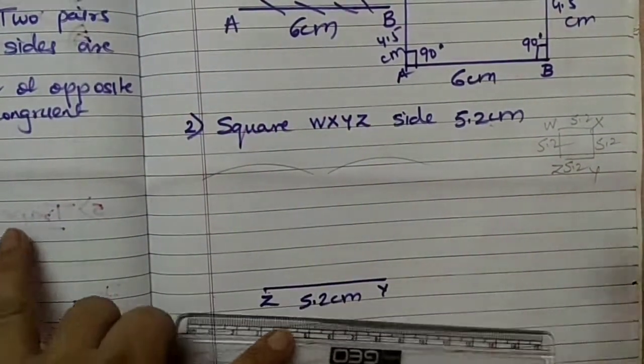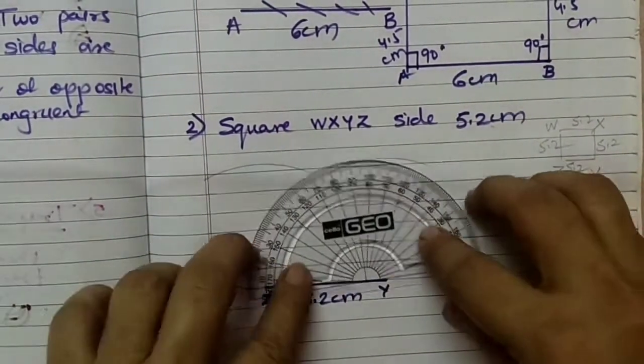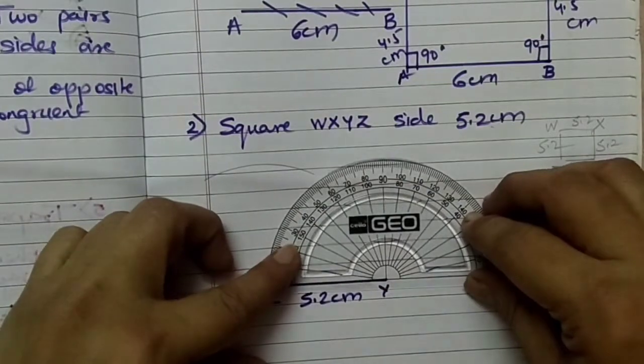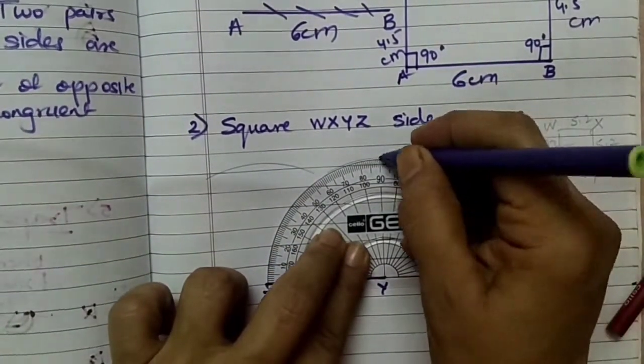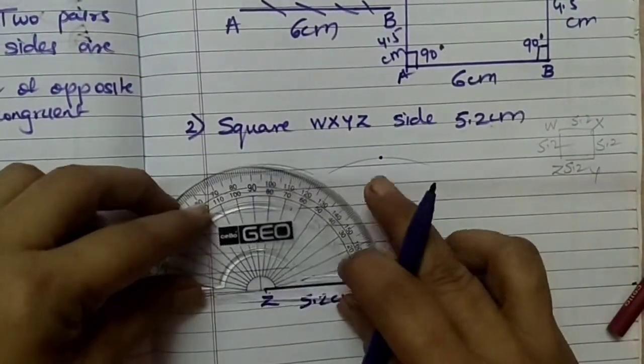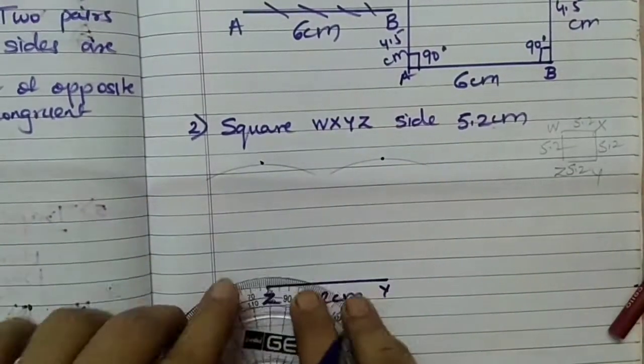Okay. Now again, we know for a square also the angles are 90 degrees. All the 4 angles are 90 degrees. So again with the help of my protractor I will mark 90. Oh, exactly it has come now. This also I will mark 90.